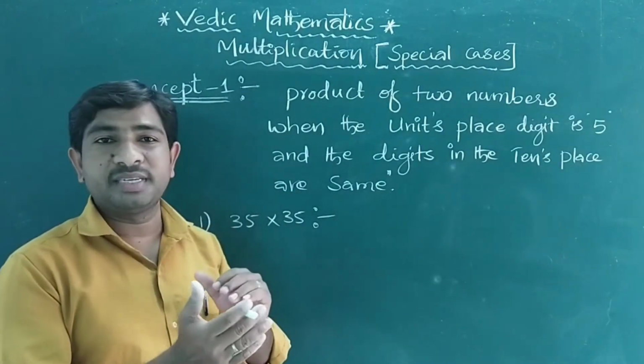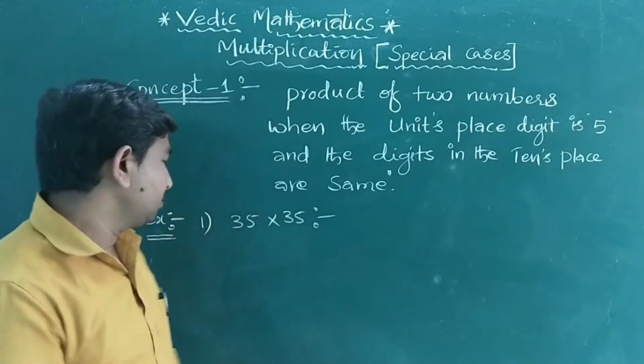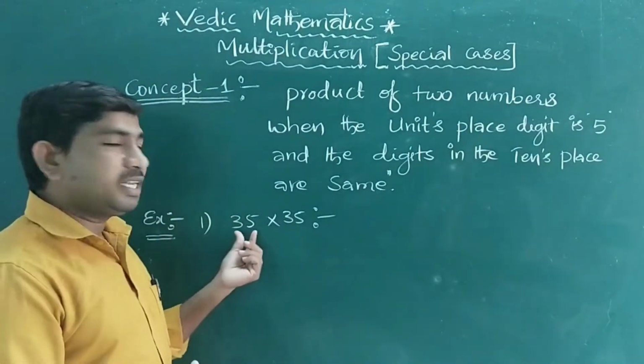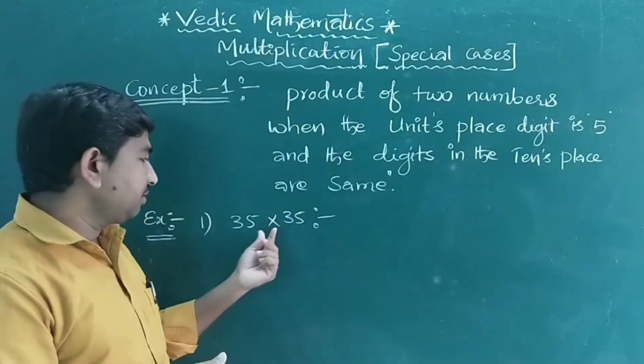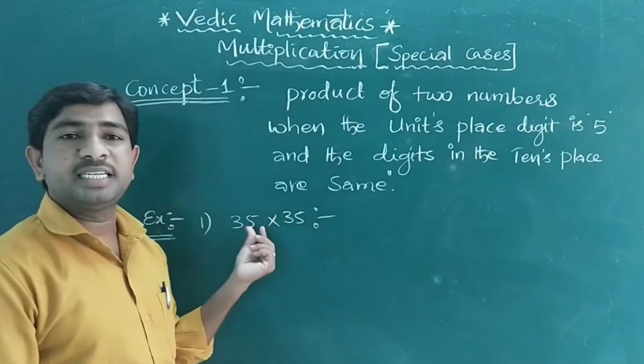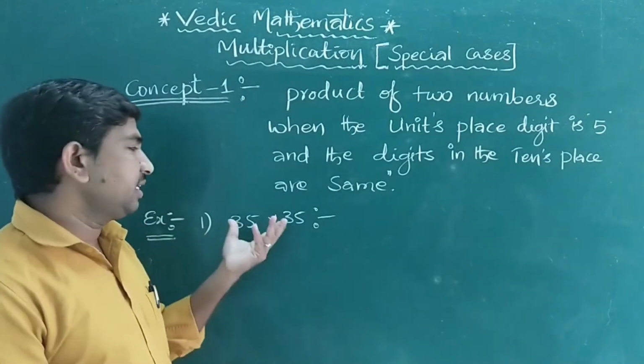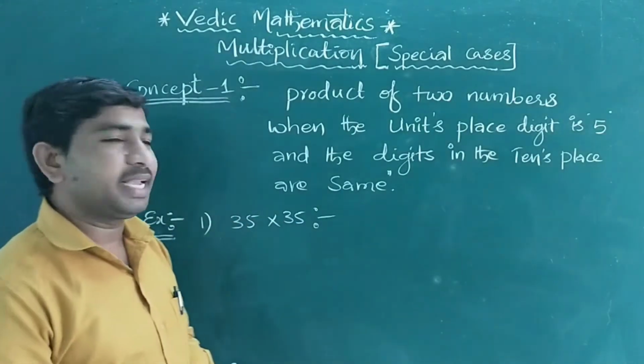In this situation, how can we do the multiplication in the easiest way? See this, for example, 35 into 35. If you observe, the units place digit is 5 and the remaining tens place digit is the same. So it is very easy to find the multiplication of this.